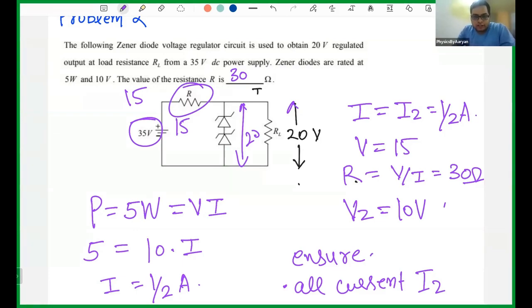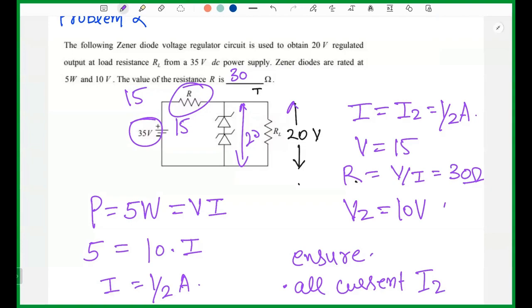So the value of RL does not matter in this question. It matters in actual, but we are going for safety purposes: even if RL becomes zero and all the current is flowing through the Zener, we still have to prevent our Zener from burning. That is what I'm trying to do.